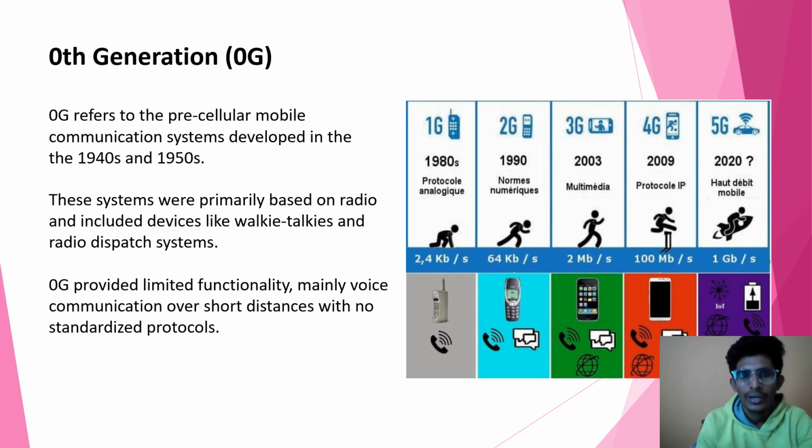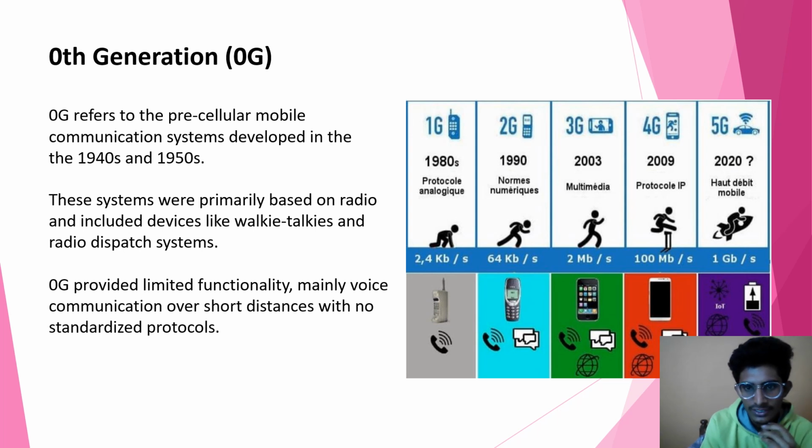One has to talk until he completes his words, and B needs to wait, and only later can B communicate with A. That is, one after another needs to talk; we can't talk simultaneously in walkie-talkies and radio dispatch systems. The zero generation provided limited functionality, because it is the base, and we don't have much improvement in functionality and speed of the network.